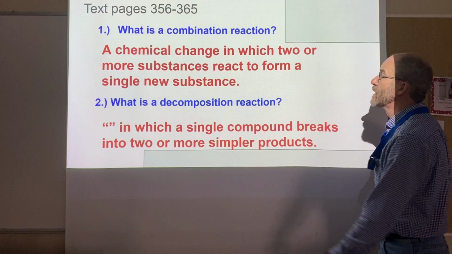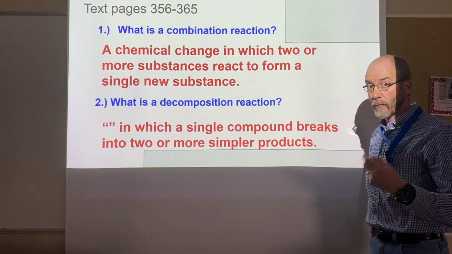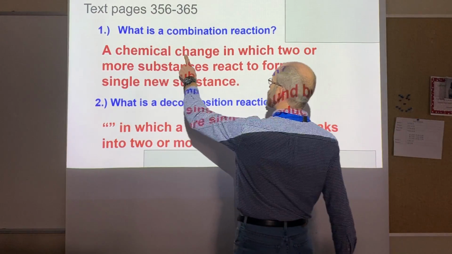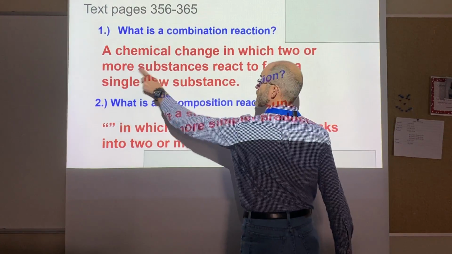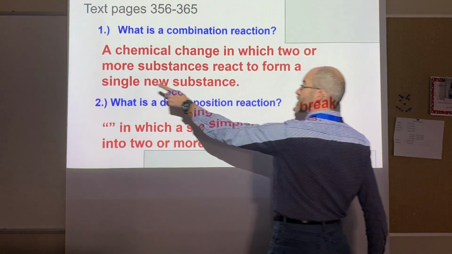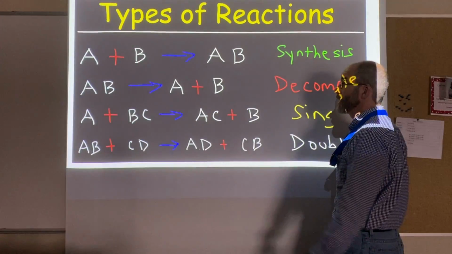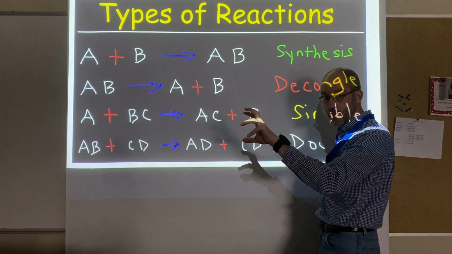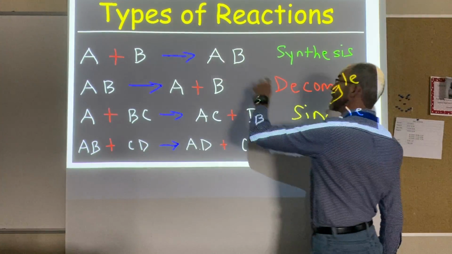Here we go. So what is a combination reaction? By words, a chemical change in which 2 or more substances react to form a single new substance. Take your mental picture: A plus B gives you AB.